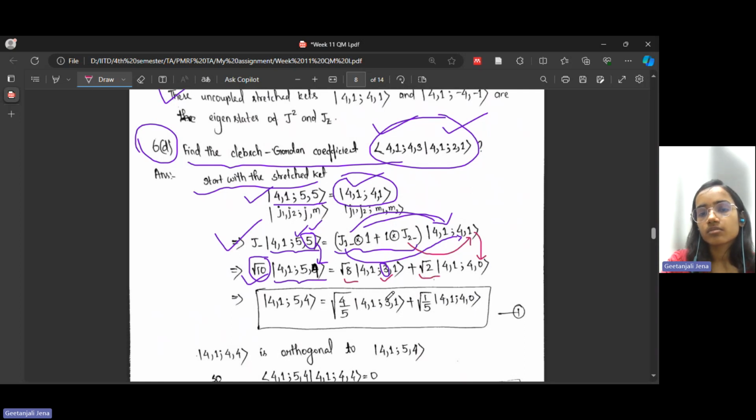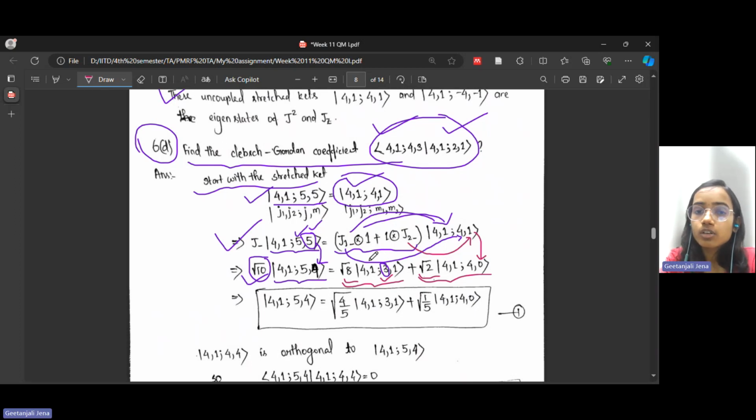You get it from the coefficient, that is root over of J into J plus 1 minus M into M minus 1. So if you put the value of J1, J2 for the first case, for this coefficient, it will be root over of J1, J1 plus 1 minus M1 into M1 minus 1. But for the second one, it will be root over of J2, J2 plus 1 minus M2 into M2 minus 1.